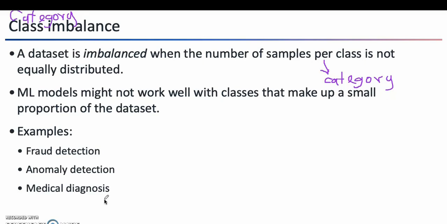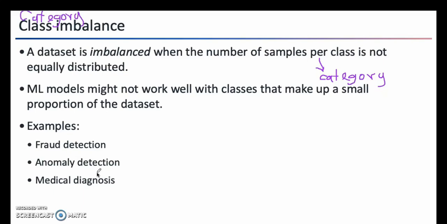And classification is in the domain of categorical statistical variables. So we may use the word class, meaning category or group. Imbalance occurs when data sets have a disproportionate ratio of observations in every group. In other words, when the number of samples per class is not equally distributed.